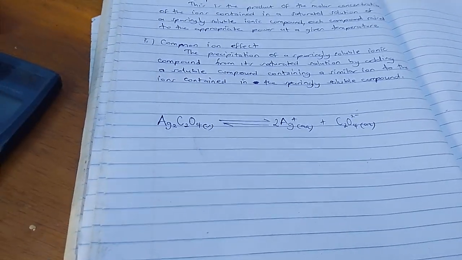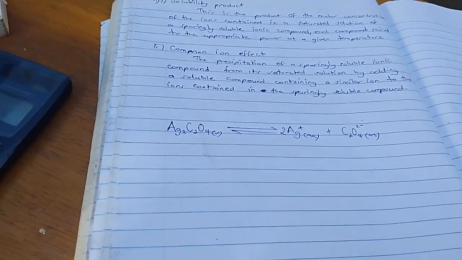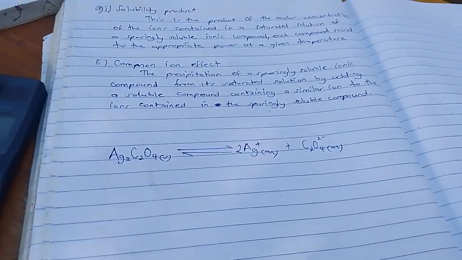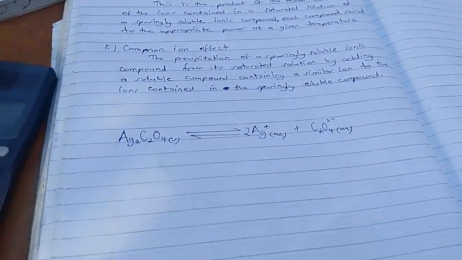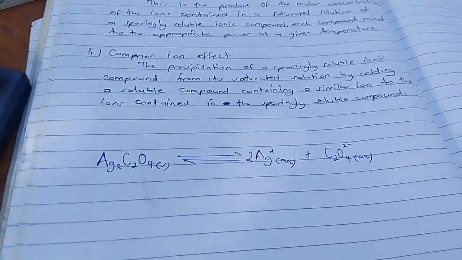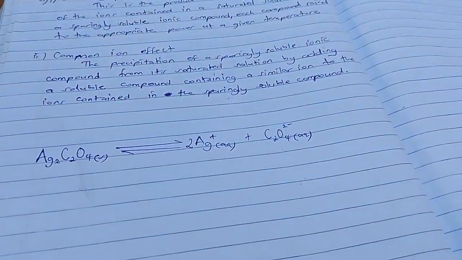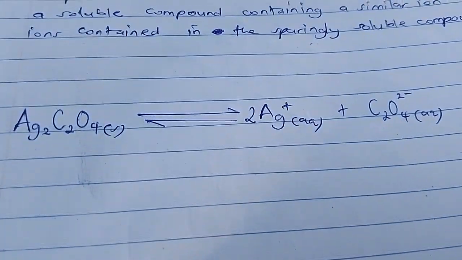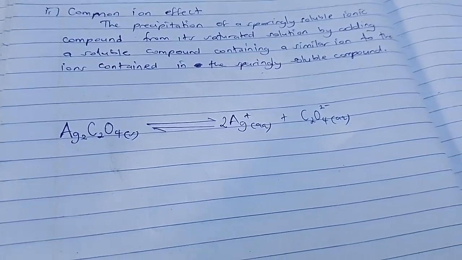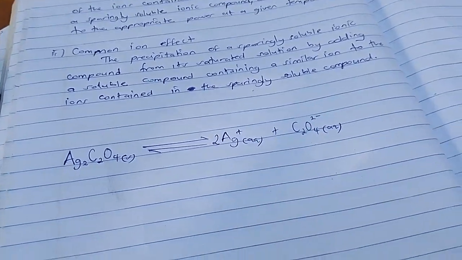In that filtrate, we pipette a known volume of that saturated filtrate that we have obtained. Then after pipetting a known volume, for example, I have the silver ions and then the oxalate ions. We know very well that in our practical chemistry, we use potassium permanganate, which we can use to titrate against the oxalate ions.